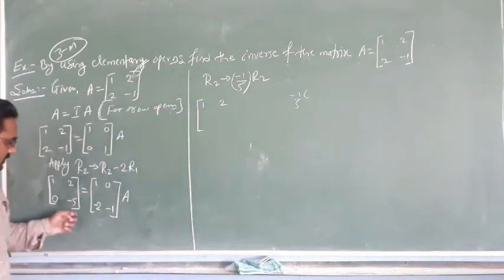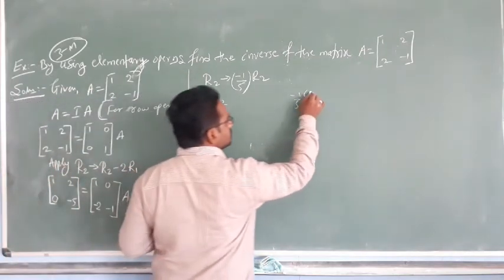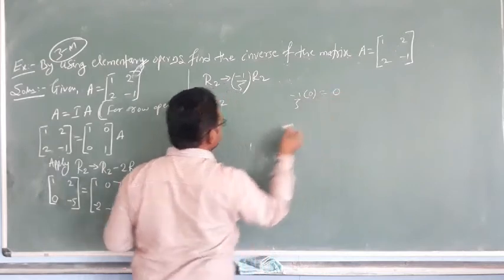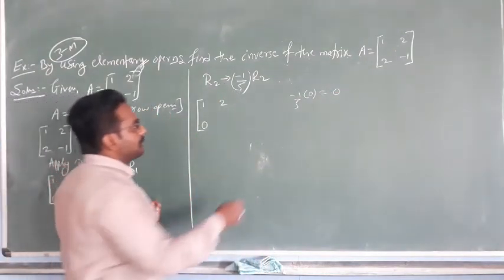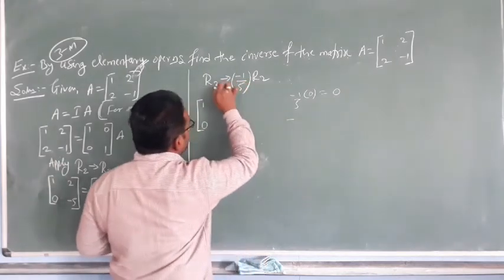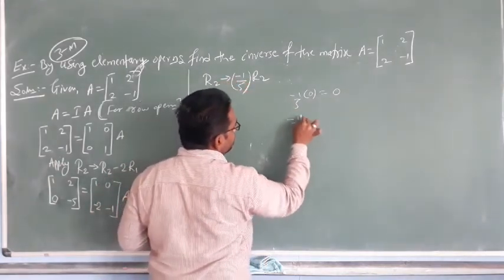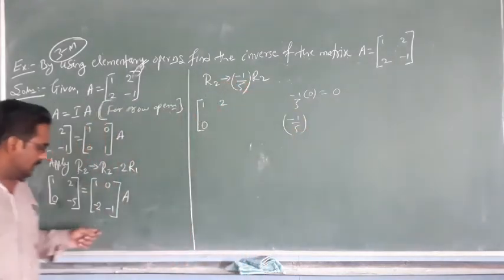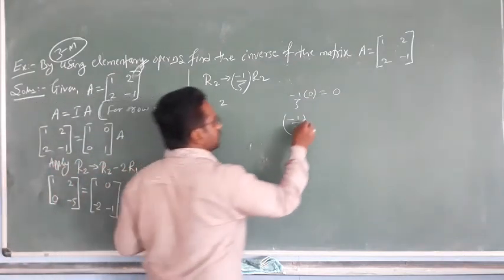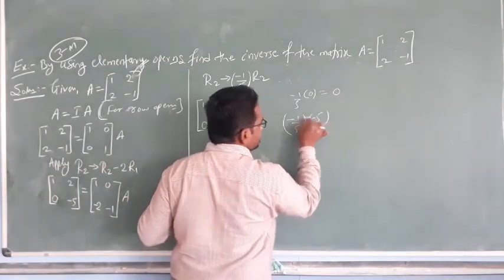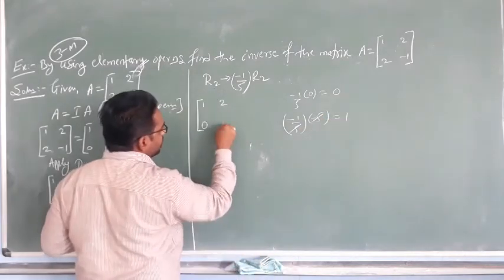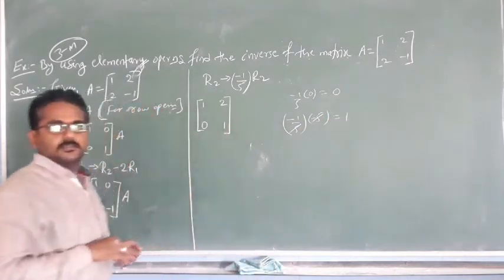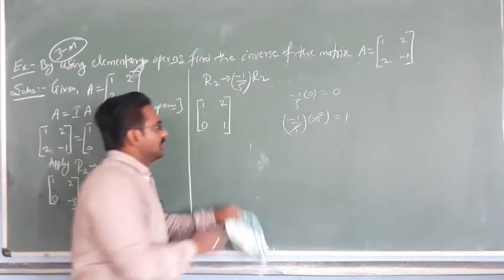What is the R2 element, students? That is 0. So what will we get here? 0. Yes. Next, what is the second element? Minus 5. So R2 changes to minus 1 by 5, which is a constant, times the R2 element. And what is the R2 element? That is minus 5, students. So minus into minus is plus, the 5s get cancelled, and you get the 1. Okay, obtained the value.